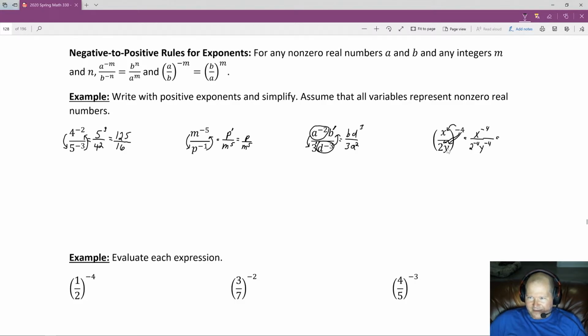Well, because now that everything has a negative exponent, you're going to move everything. You're going to move this x to the negative 4th power to the bottom, right? And you're going to move both 2 to the negative 4th power and y to the negative 4 power to the top. Okay? And then what you would end up with is 2 to the positive 4th power, y to the positive 4th power, over x to the positive 4th power.